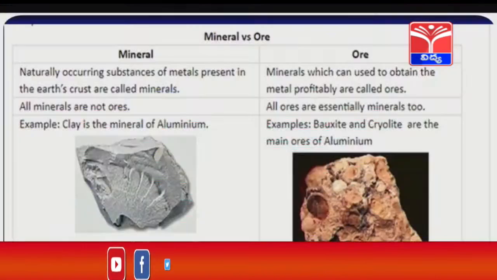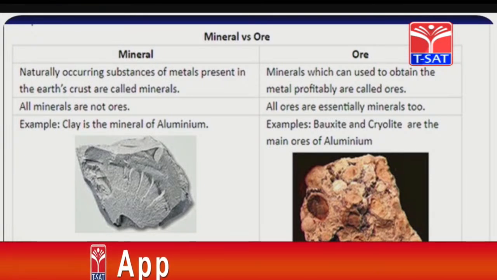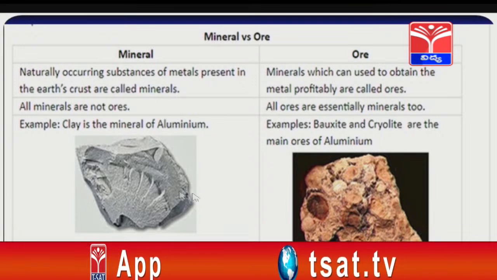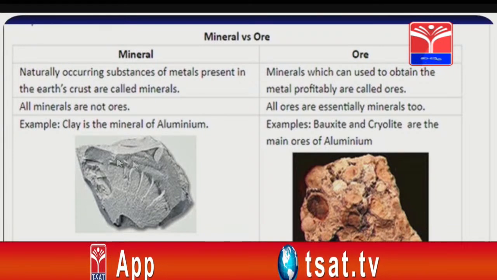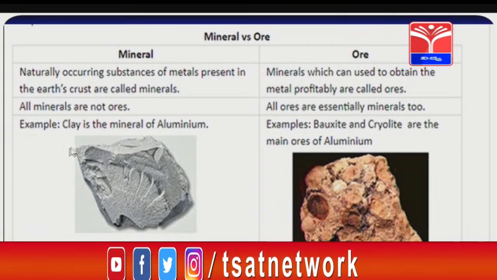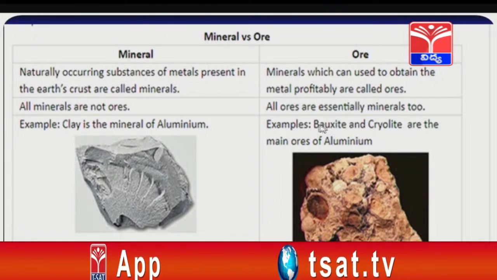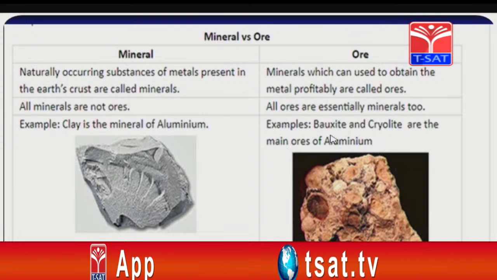Let us see some examples. Clay is the mineral of aluminium. Bauxite and cryolite are the main ores of aluminium. If you see this picture, this clay has aluminium, but you cannot extract aluminium in large quantity profitably. You cannot extract aluminium from clay. So, clay is a mineral, but it is not an ore. But if you see bauxite and cryolite, they are the ores of aluminium.